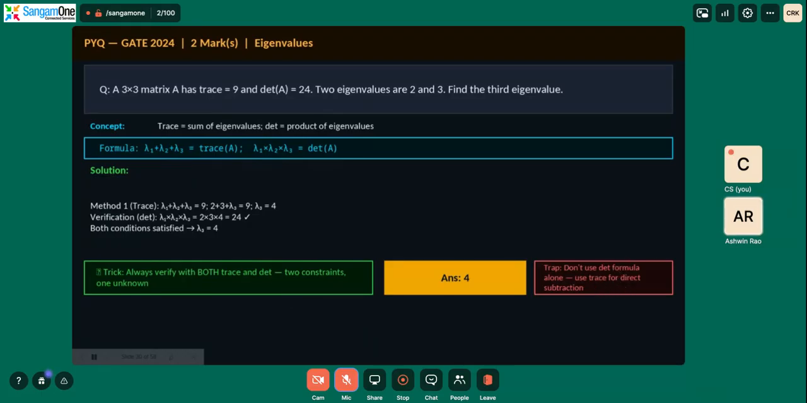Please don't use the determinant formula alone. Use trace for direct subtraction. Whenever the trace value is given and you need to find the remaining eigenvalue, that's the time when you use the trace formula, not the determinant formula. Determinant formula makes things complicated. That's why use the trace formula in that condition.